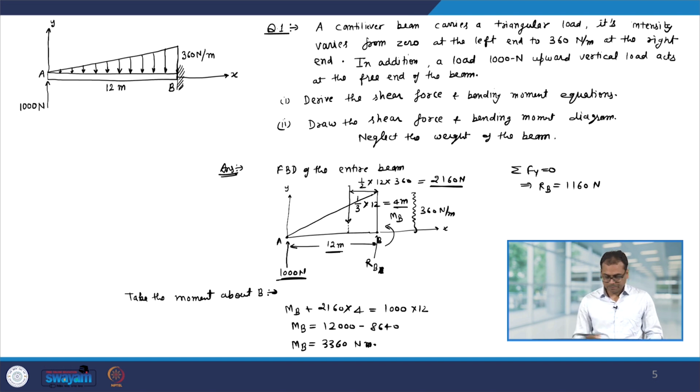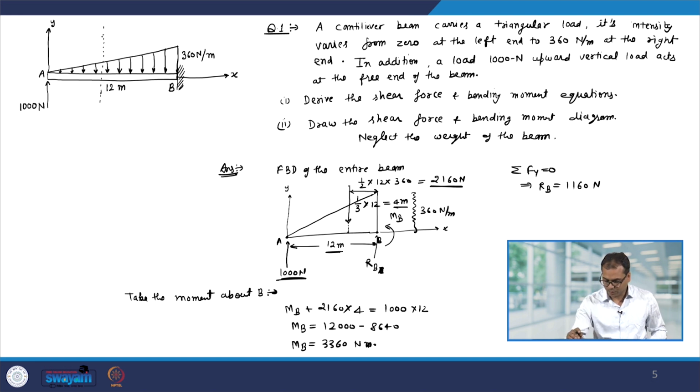Now, to find out the shear force and bending moment, let us draw a part of this beam. Now, note that because the loading intensity is continuous, the beam does not need to be divided into many segments. Okay? Only one expression of V and M will apply to the entire beam because it is a continuous loading and single loading. So, let us look at the free body diagram of the left hand part of this beam.